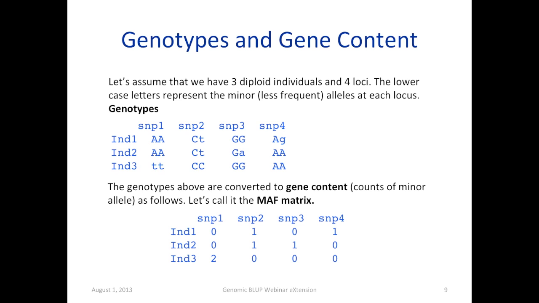So the genotypes above can be converted to gene content, which is basically the counts of the minor allele at each locus. And that calculation is shown in the matrix below in the slides. Let's call it the MAF matrix, or minor allele frequency matrix. So if we look at those elements, individual 1 in locus 1, or SNP1, has 0 minor alleles. And individual 3 in the same locus, locus 1, has 2 minor alleles.